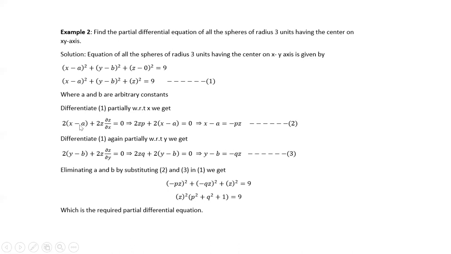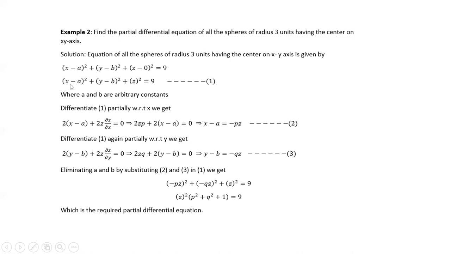2 into (x minus a) plus here 2 into z, ∂z/∂x when you differentiate partially with respect to x, equal to 0. 2 and 2 we can cancel, and when you replace ∂z/∂x as p, we get this term: x minus a equal to minus pz, because x minus a is kept on one side. Similarly, when we differentiate 1 partially with respect to y, we get 2 into (y minus b).